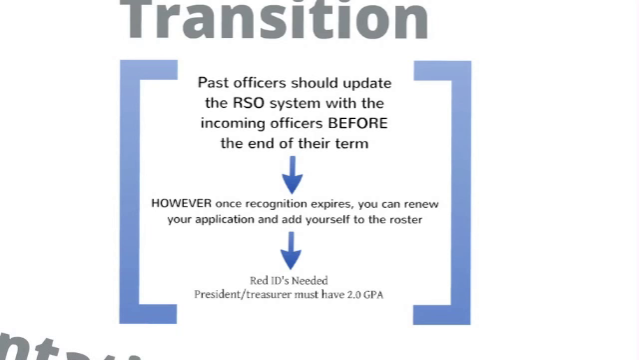Also, a little note, the president and treasurer must have at least a 2.0 GPA, so that's something to keep in mind when inputting your officers. If they don't reach that requirement, or they have any judicial sanctions or anything of that kind, they will get flagged as ineligible, and you will not be able to proceed with recognizing your student organization.